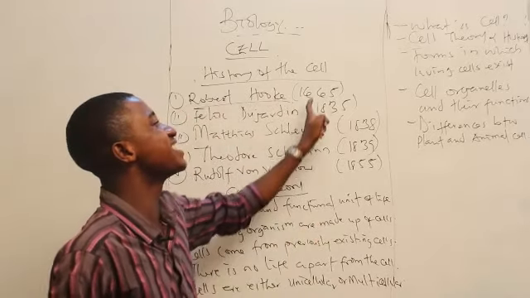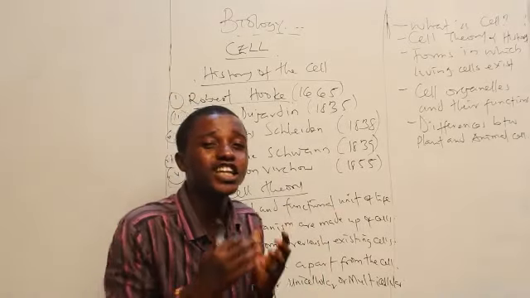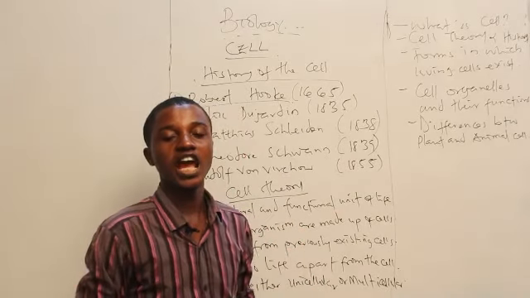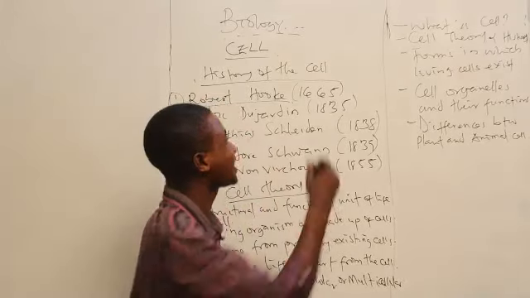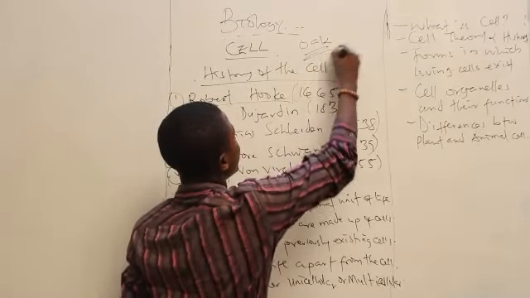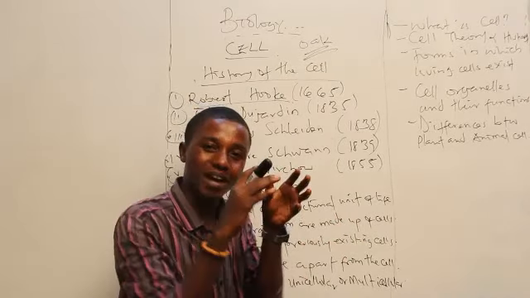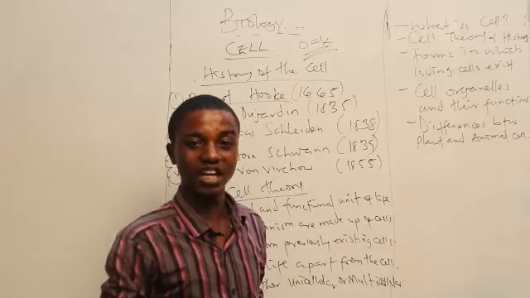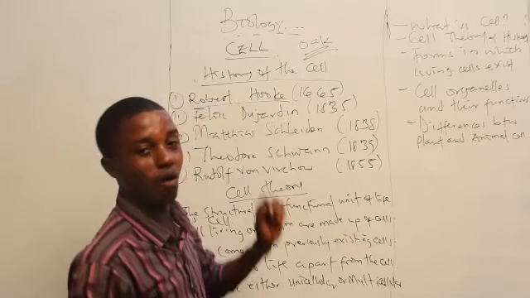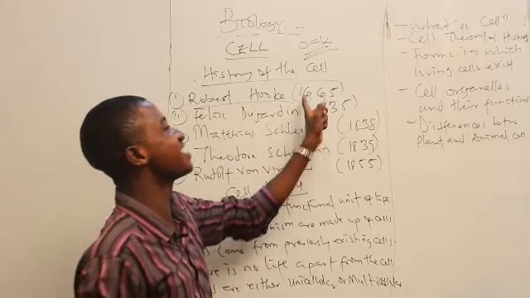Now Robert Hooke in 1665 discovered the cell. He discovered the honeycomb structure of a cell. He sliced the bark of an oak tree and he studied it. He discovered that there is a compartment in it, a room in it. So he called those rooms cell. So he was the first person that worked on cell. He discovered cell. He wrote on cell in 1665.